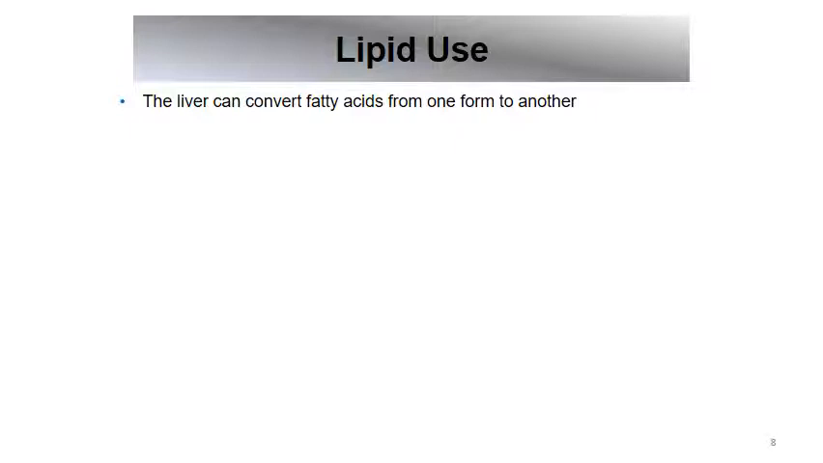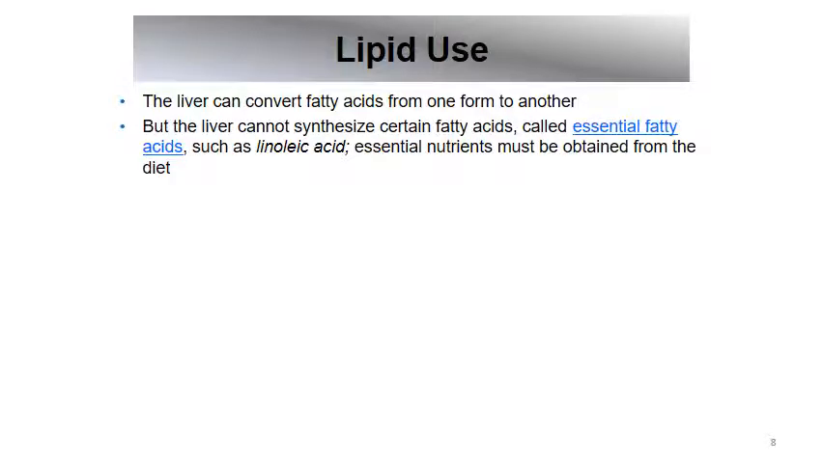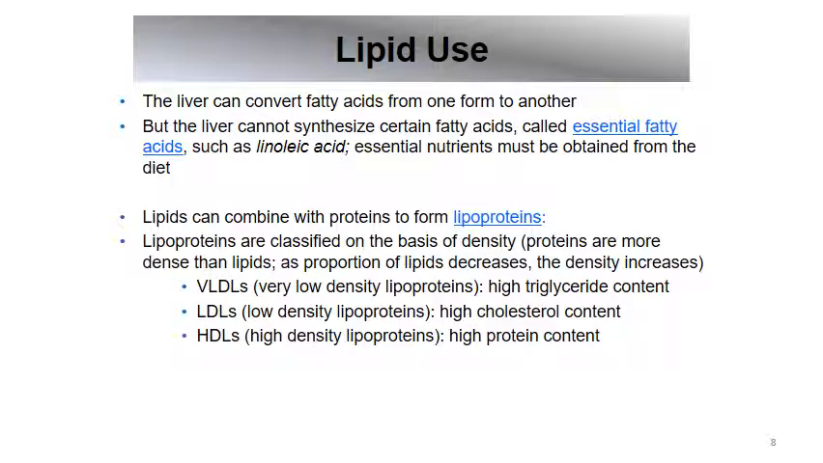The liver has a very important function: it can convert fatty acids from one form to another. But there are some fatty acids called the essential fatty acids. Linoleic acid is an example. Our body cannot make that by itself. Our liver cannot make it, so we do have to consume that.